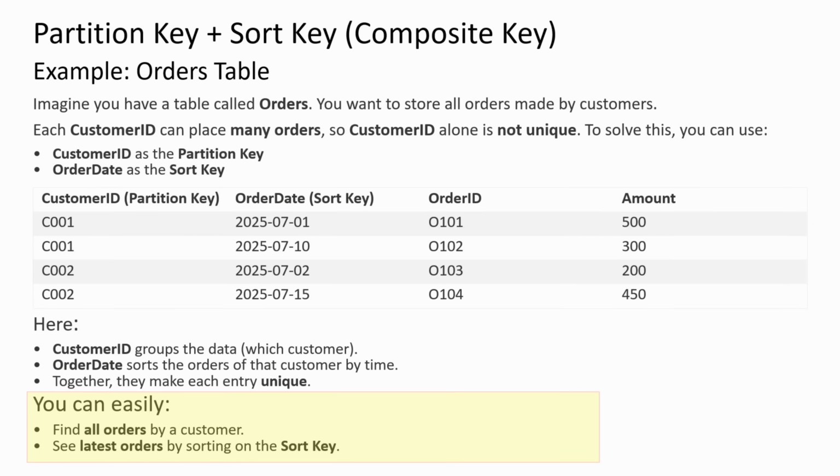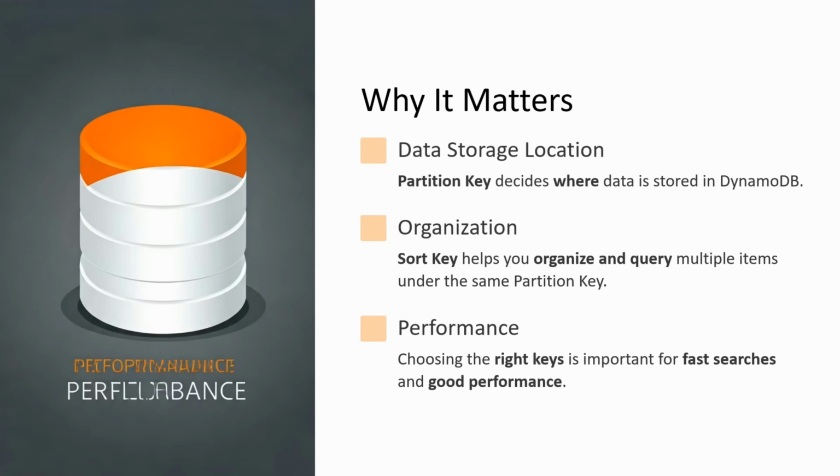With this approach, you can easily find all orders by the customer and you can see the latest orders by sorting on the sort key. Why does it matter? Partition key decides where data is stored in DynamoDB. Sort key helps to organize and query multiple items under the same partition key. Choosing the right keys is important for fast searches and good performance.